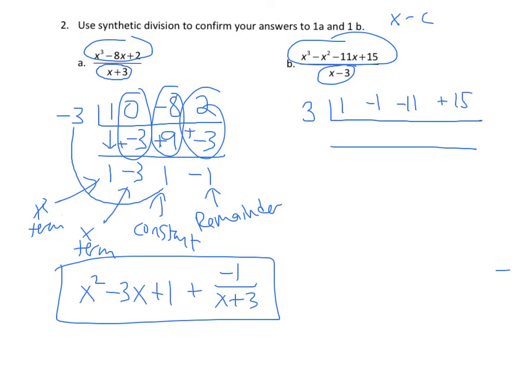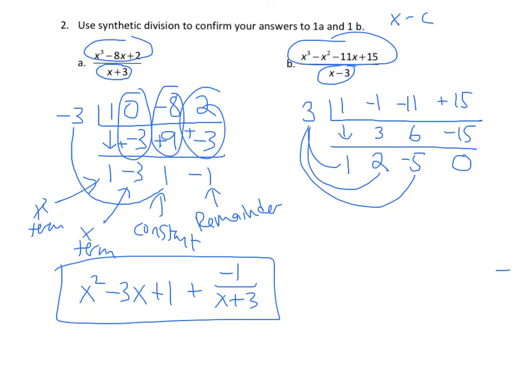And then I bring the first number down below the bottom shelf. And I multiply the front number times that number below. And we get 3. Then we add. Negative 1 plus 3 is 2. Then we multiply. And we get 6. And then we add. Negative 11 plus 6 is negative 5. Then we multiply. We get negative 15. We add. We get 0.